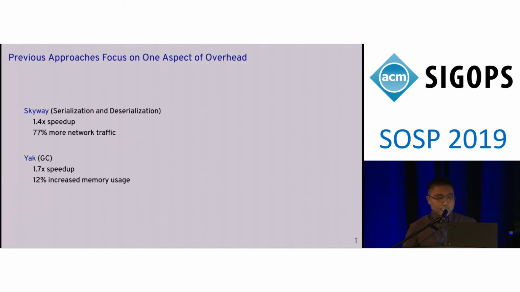Another approach is Yak, which modified GC to better fit data processing lifetimes. They saw a 1.7x speedup, but also increased memory usage. Instead, can we find an approach that fundamentally removes all of these object overheads?